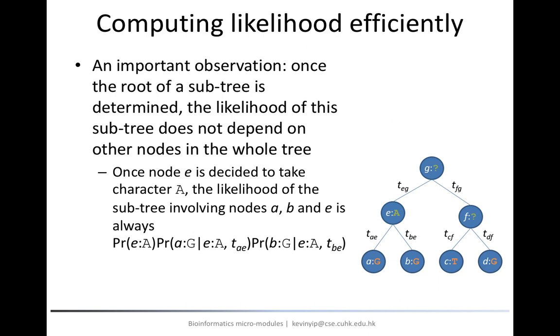For example, in the tree shown, if we want to compute the likelihood of the subtree rooted at node E, once we have decided that node E should take nucleotide A, the likelihood of this subtree can be readily computed regardless of the sequence at node F. This observation is important because the original problem can then be divided into subproblems that do not depend on each other.